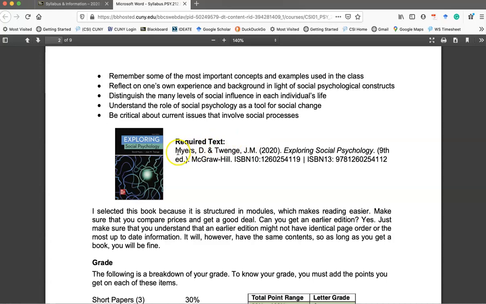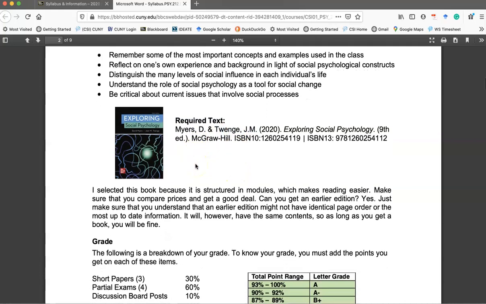The author is David Myers. In this 9th version, Jean Twenge works with him. So you'll notice that the previous edition does not have this name. That is fine with me.